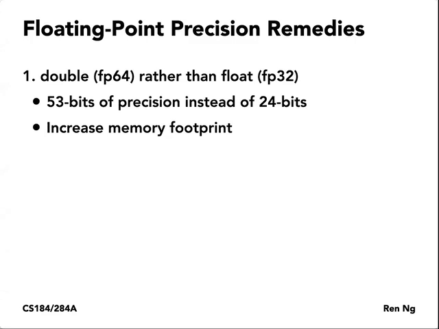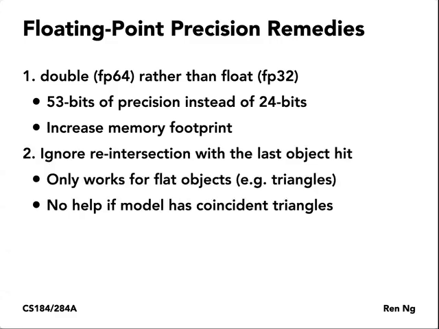This would give us like 53 bits of precision instead of 24 bits, in our decimal places. This would increase the memory footprint and the cost of doing these calculations, but this can help. It can't entirely make this problem go away, though, as you might guess.